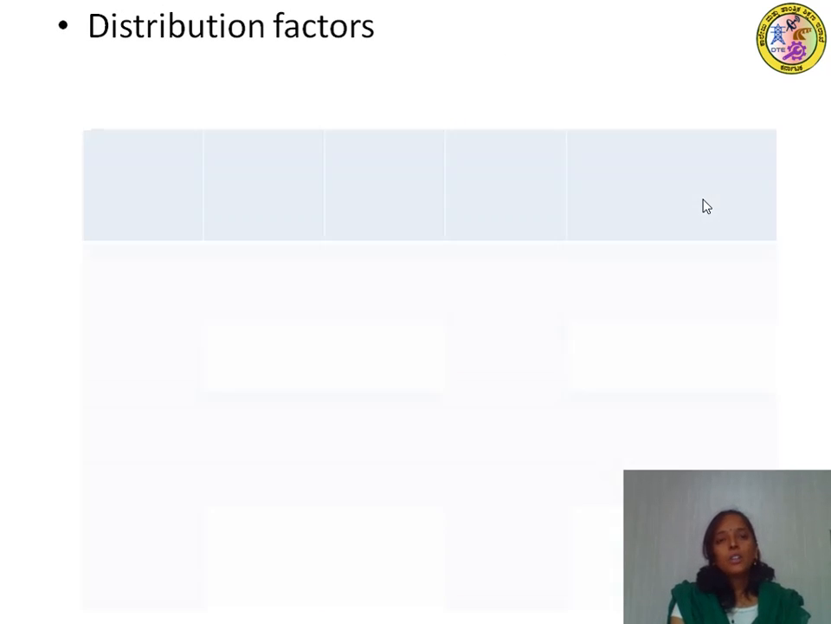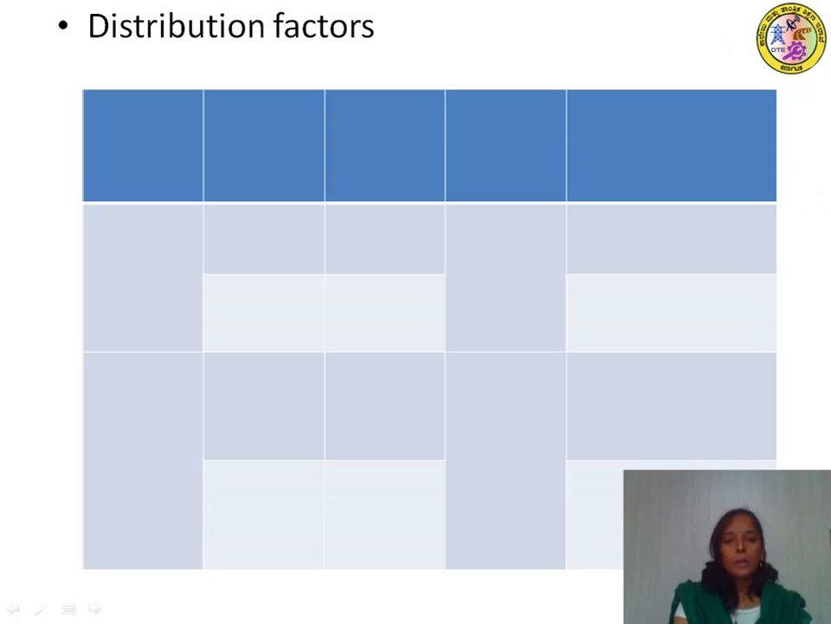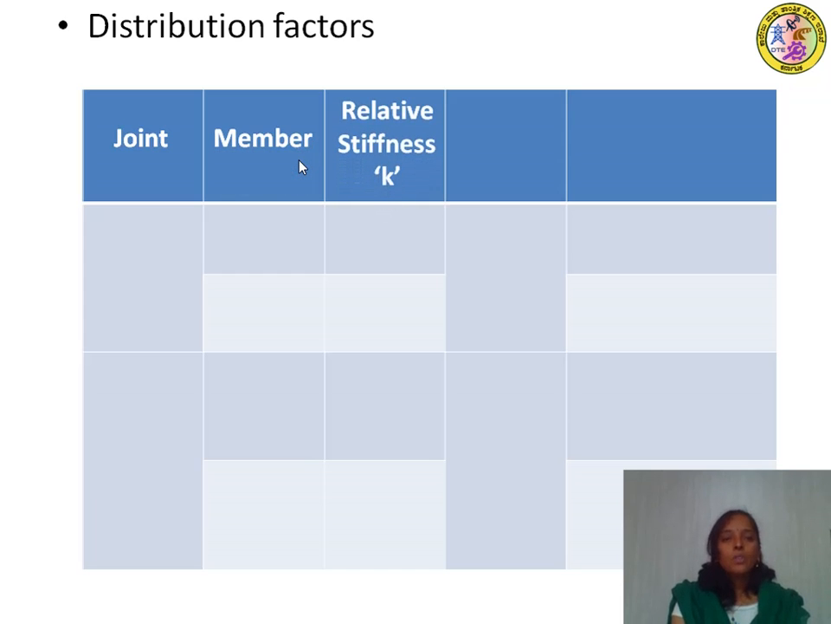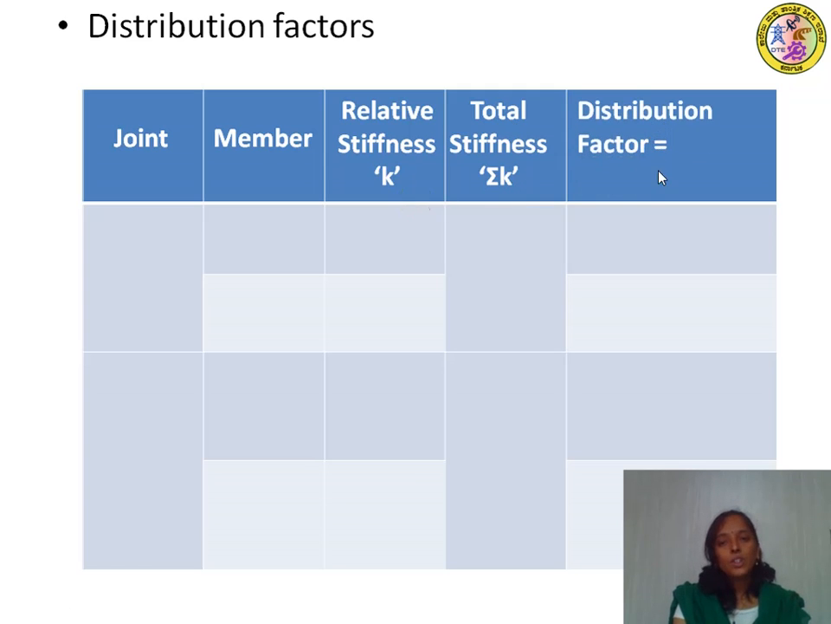So the calculations are made in the form of a table. In the first row, we will take the joints of the given beam. In the first column we take the joints, in the second column the members meeting at that joint, in the third column the relative stiffness, in the fourth column the total stiffness, and the fifth column is the distribution factor, which is calculated by the ratio of K divided by sigma K. So now we will take up the individual intermediate joints. Let us first consider joint B.